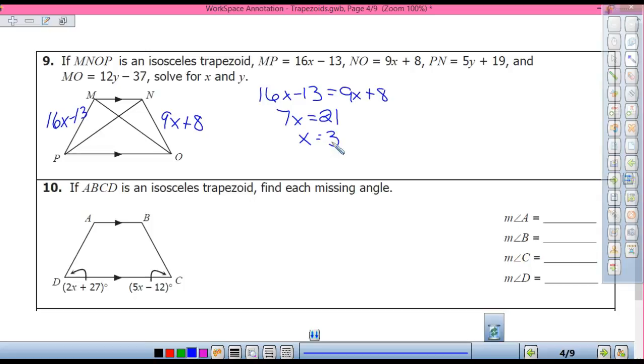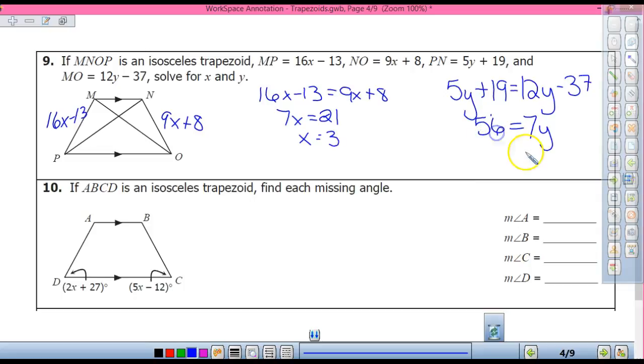And then PN and MO are my what? They're congruent because they are diagonals. Yep, the diagonals are congruent. So 5y plus 19 equals 12y minus 37. 7y equals 56. So y is 8.